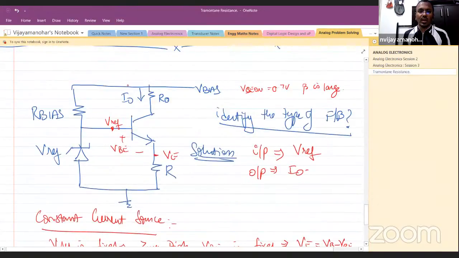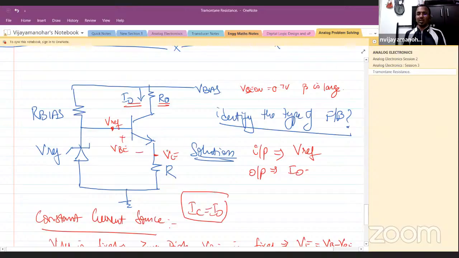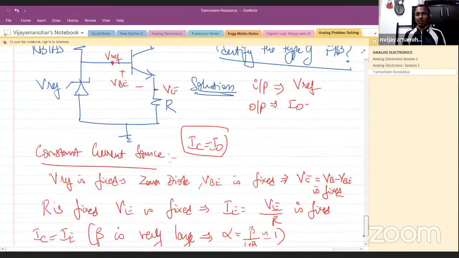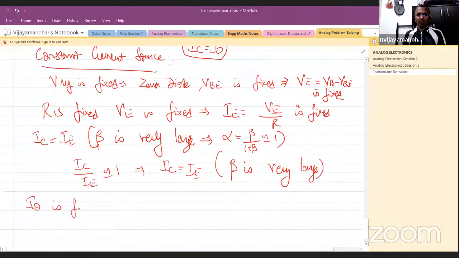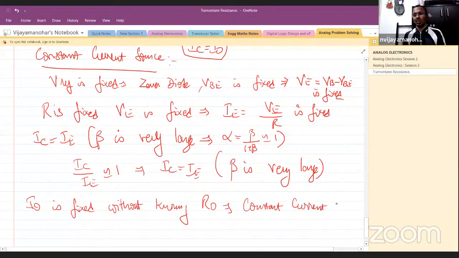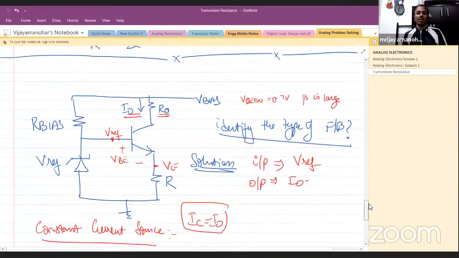Now look at this. IC is nothing but I naught. So I naught is fixed. Without even knowing what my R naught is, I am fixing my I naught. So that is the action of a constant current source. Correct? I naught is fixed without knowing R naught. So whatever may be the load, the current is fixed. The load may be anything, the current gets fixed. That's the meaning. Correct.